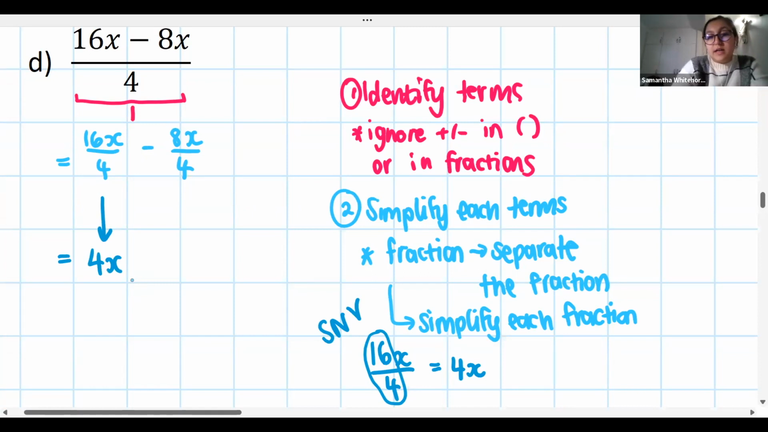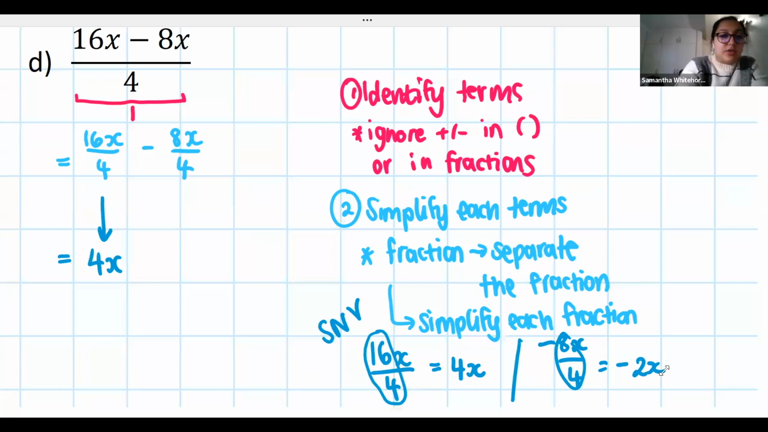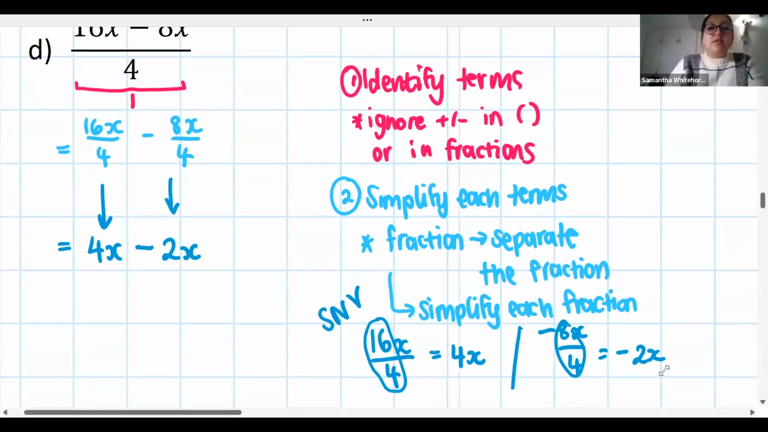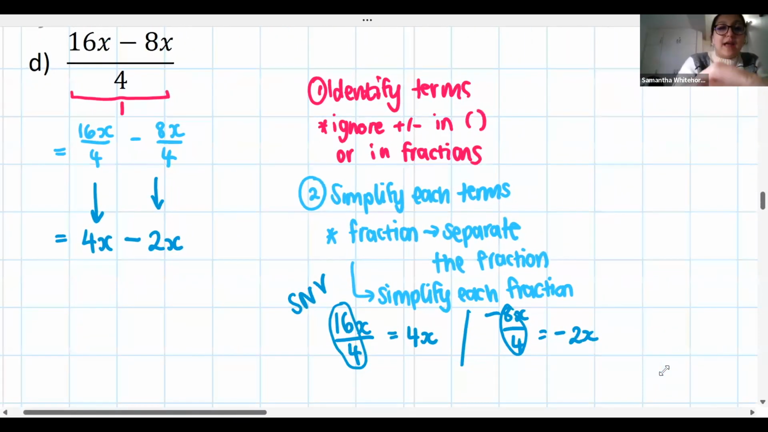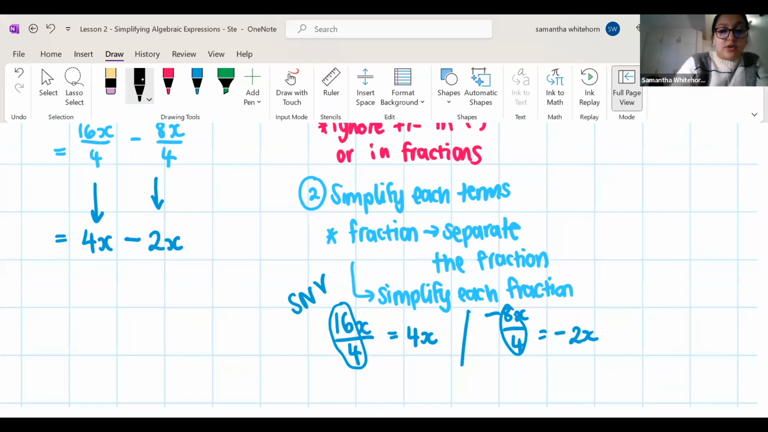If we look at our second fraction, we've got negative 8x over 4. A negative divided by a positive is a negative. The 8 divided by 4 is 2. And then we have that x. So the second term simplifies to minus 2x. And then we know that the very last thing that we do is we add and subtract our like terms.